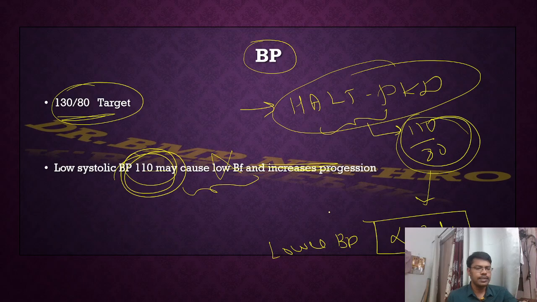The progression is less. So what is the ideal target? Ideal is 130 over 80. In certain situation, in severe form of ADPKD, 110 over 80 is fine, or is the target, on condition that patient is not developing side effects of the antihypertensive drug. So this is the first one.